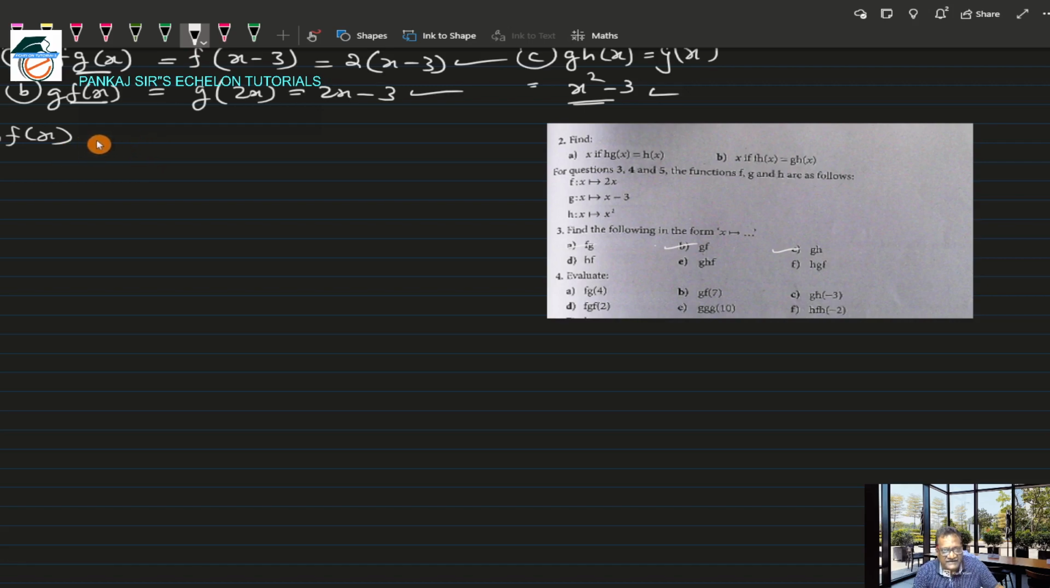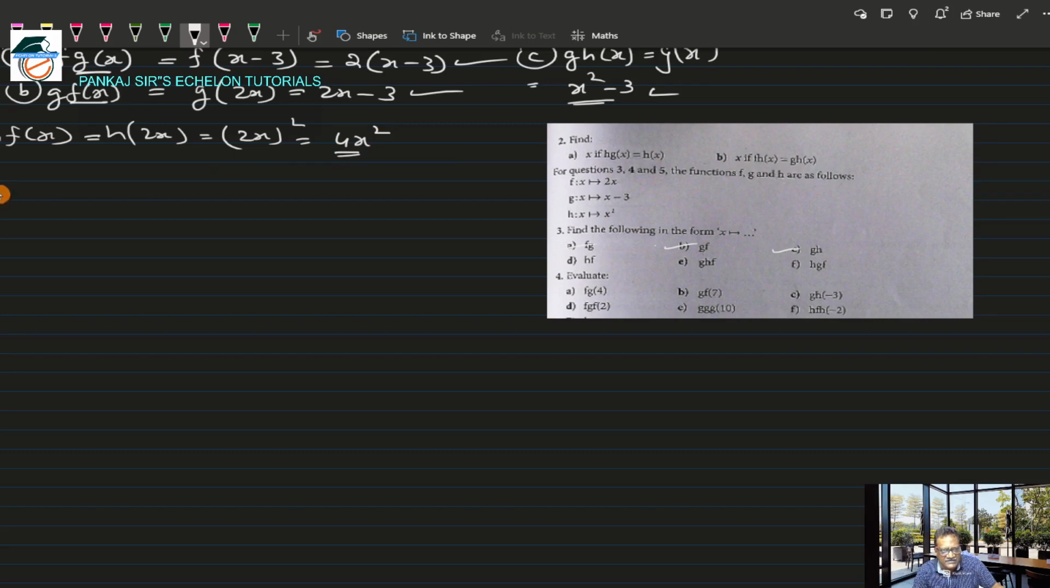h f of x. Fine. So f of x is what? 2x. And outside you have this h. So it becomes h of 2x. Now h of x is x square. So instead of x, I'll put 2x and I'll put whole square. This happens to be 2x the whole square, or you can write it as 4x square.